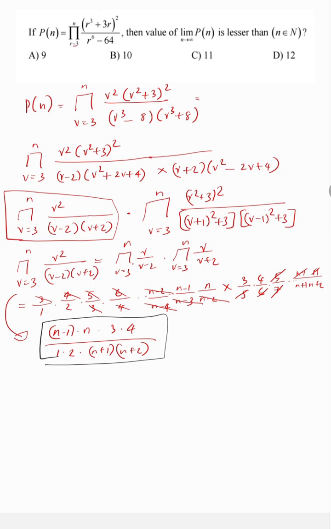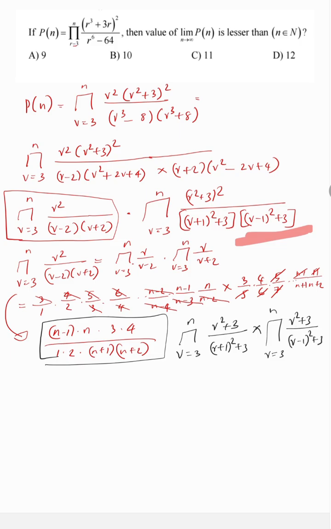Now the next one. Now we are going to do this one. For that, you can see that numerator and denominator are having similar terms. So I can write the second pi as product r from 3 to n, r square plus 3 divided by r plus 1 all square plus 3, into product r from 3 to n, r square plus 3 by r minus 1 all square plus 3. Now what to do? Just expand this, then we will get the answer.